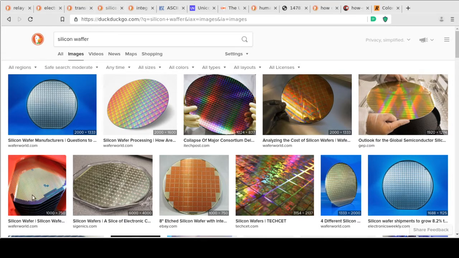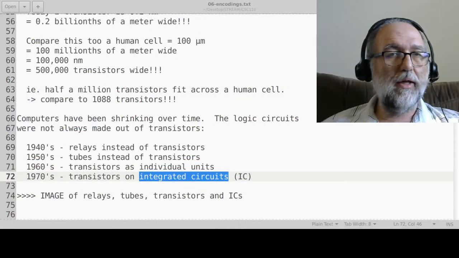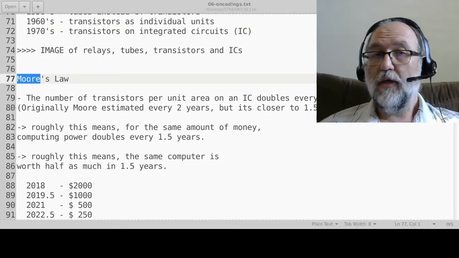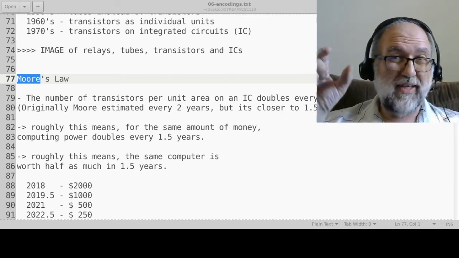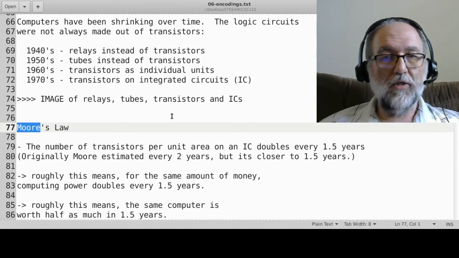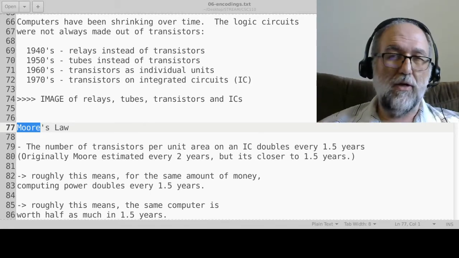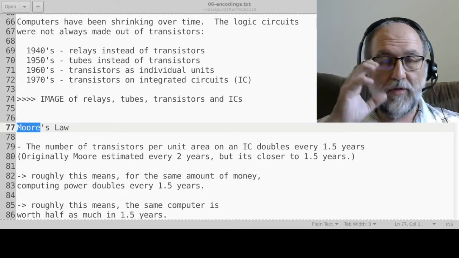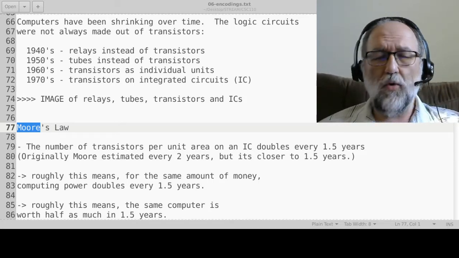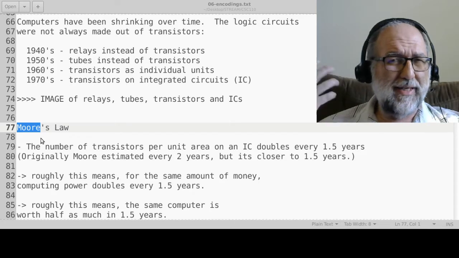All right, now I didn't just tell you this for no reason at all. One of the predictions about computers and how fast they would grow, or conversely how quickly the transistors would get smaller, was a law called Moore's law. Now it's called a law, but it's not really a law like the laws of physics, like the law of gravity. If you drop something, it always falls. The law is never broken. Moore's law should never have been called Moore's law. It's just a guess.